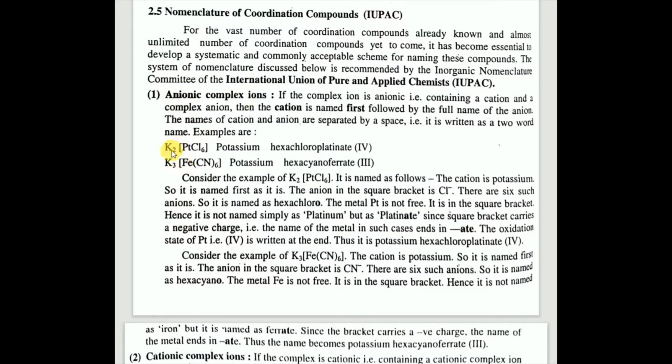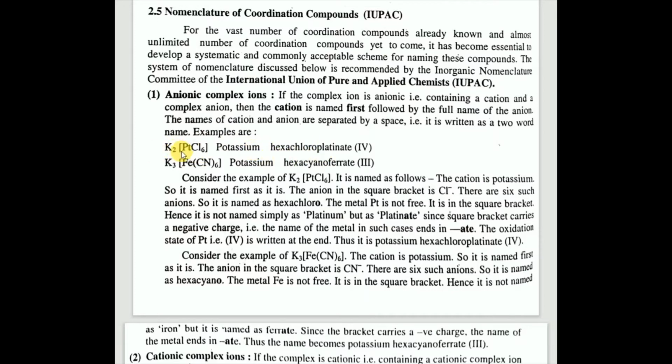See here, this is an example, K2PtCl6. In this example, PtCl6 is a complex anion and K is the cation. In such types of complexes, means anionic complexes, when we write the name of the complex anion, first we write the name of the cation. Then after writing the name of the cation, write the full name of the anion, and the names of cation and anion are separated by a small space. Means it is written as two words, first the name of the cation, then the full name of the anion.